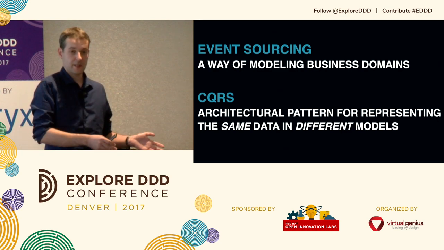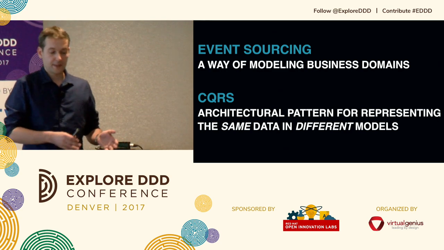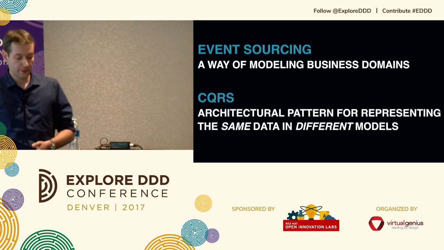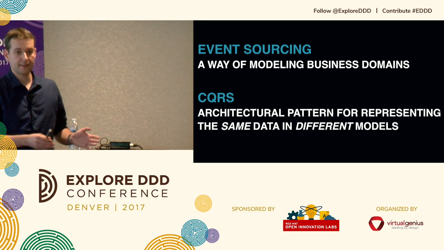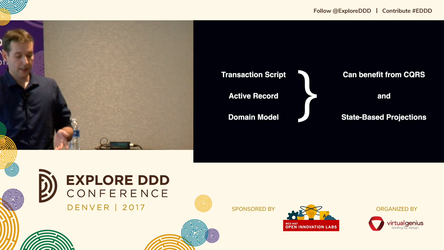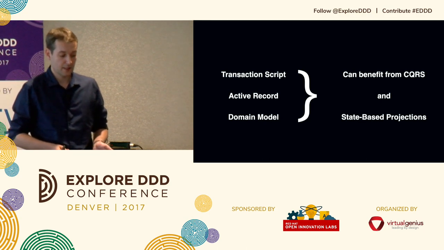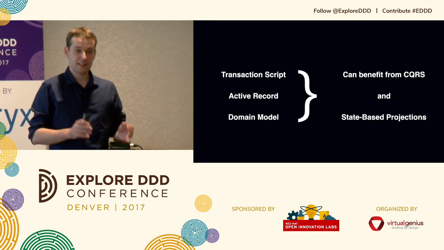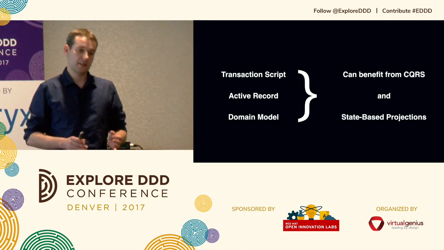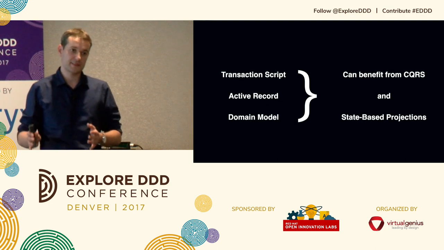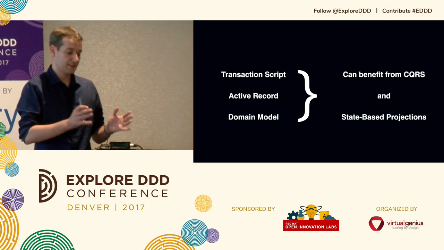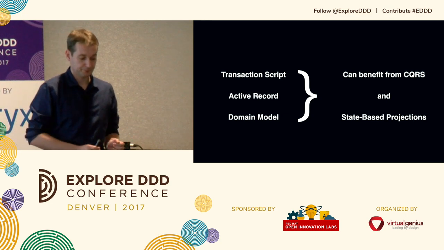For example, for event sourcing, you have the event store for writing and projections for reading. Same data in different models. And we found that CQRS can be very beneficial for all kinds of business domains, even for those implemented as simple transaction scripts or active records. In such cases, what we did is state-based projections. We projected different models out of the state that was persisted in the write database.